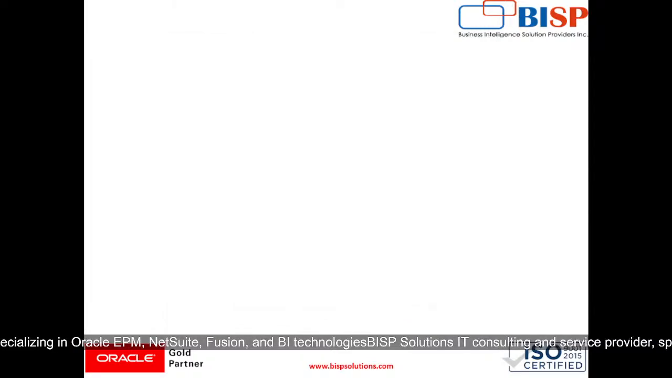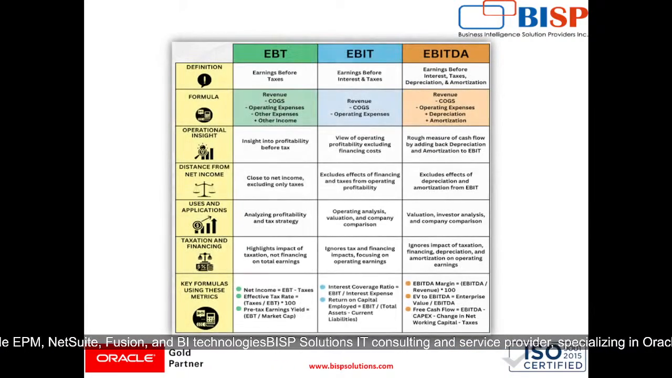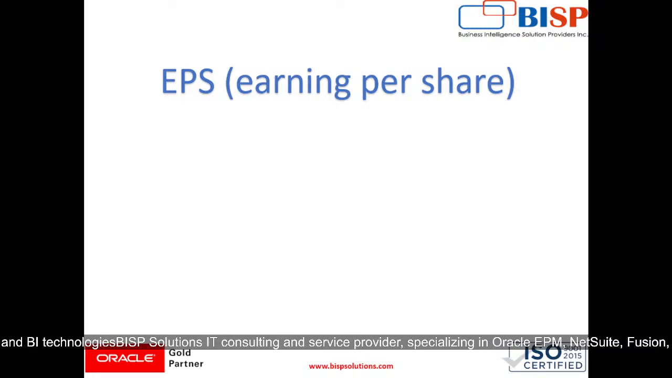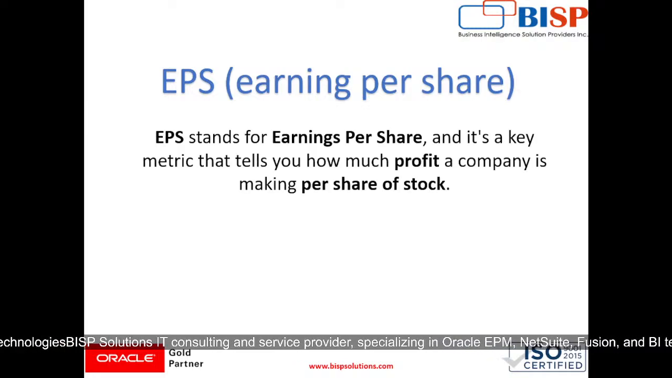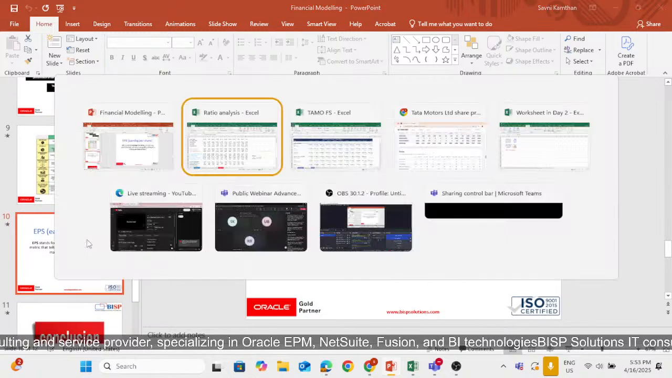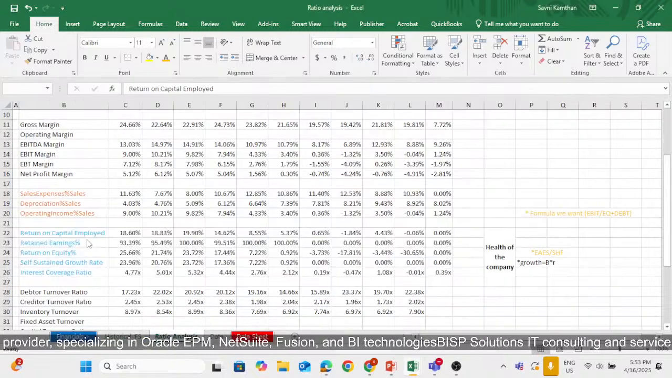So for that, EBIT, EBT, EBITDA is used. If we want to see what EPS is, which is earnings per share, it is a key metric that tells us how much profit a company is making per share of stock. So this much is clear to you all about our ratio analysis.